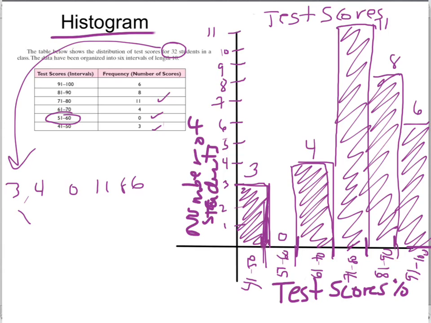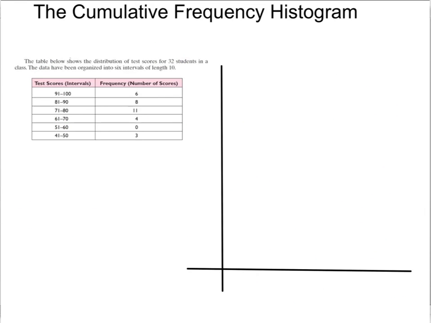So let's just make sure that's 7, that's 18, 26, and 32. Okay, so that is fine. Now to make a cumulative frequency histogram, we first have to get the cumulative frequency part of the table. So here, I'm going to do the cumulative frequency, but I actually want to start from the lower range going up.